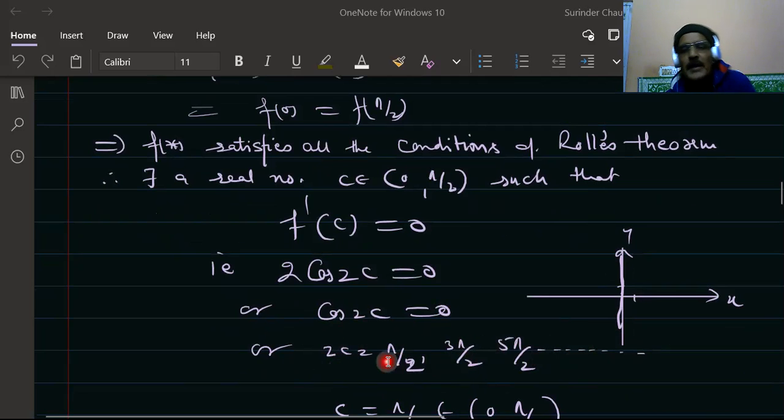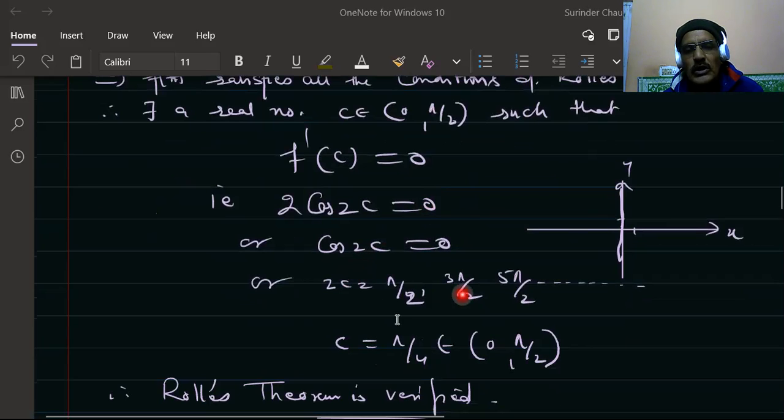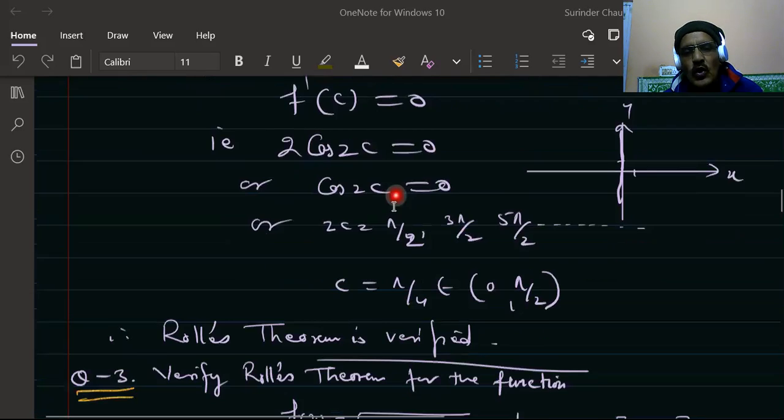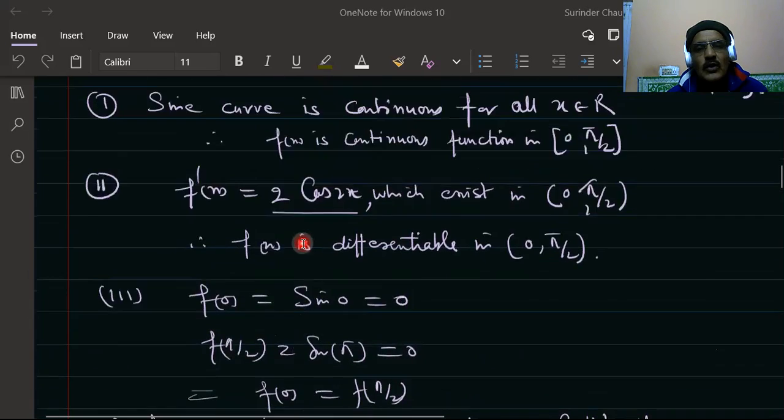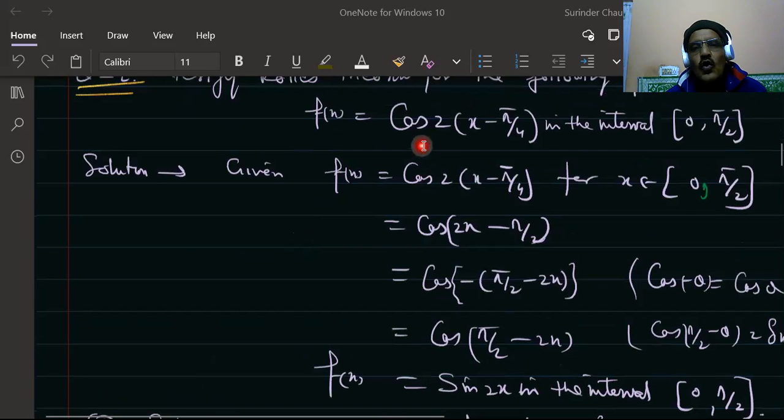Now it remains to find the point c which belongs to this interval. Therefore, if you see, c will be equal to π/4, 3π/4 and so on. Only this π/4 is the value which belongs to this interval for which f'(c) is equal to 0. So this point c equal to π/4 belongs to this interval such that Rolle's theorem is satisfied for the given function.